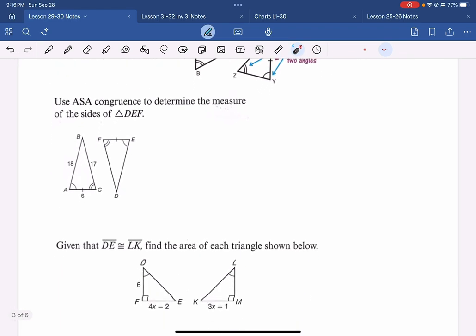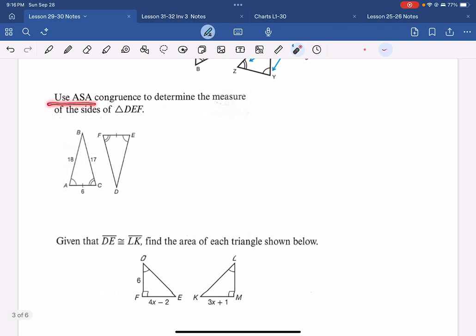Okay. Right here it says, use angle, side, angle congruence to determine the measure of the sides of triangle DEF. I want you to take a second and look at this and see if you can figure out which sides go with which corresponding sides, since these two triangles are congruent.